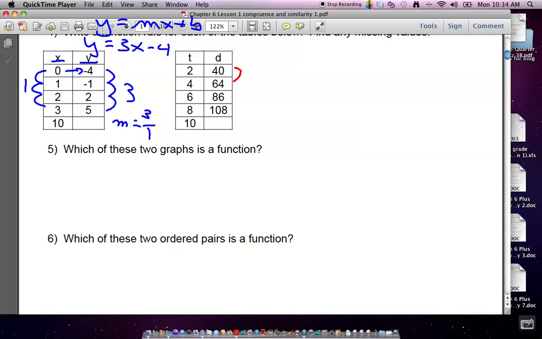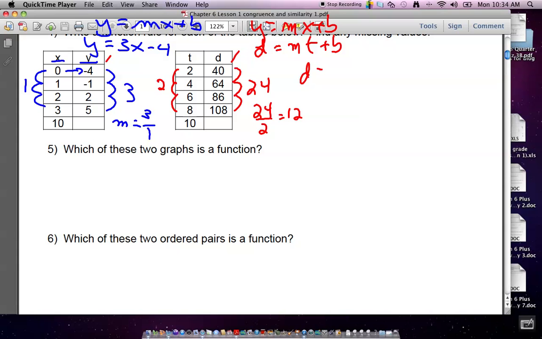Now let's look over here. Again, we want to go y equals mx plus b, where m stands for rate of change. But this time it's t and d. So I'm going to go d equals mt plus b. Same idea, it's just instead of x and y, I go t and d. Now, what is the d's going up by? It's going up by 24, it's good. And what are the t's going up by? 2. So this is going to be 24 over 2, not over 1. So it makes it 12.